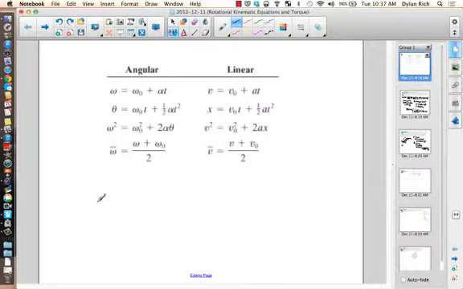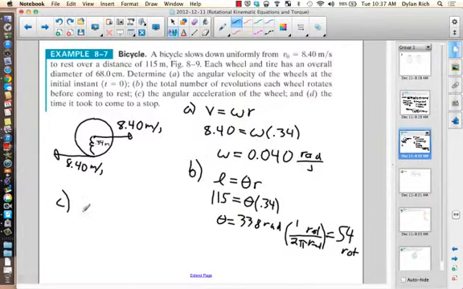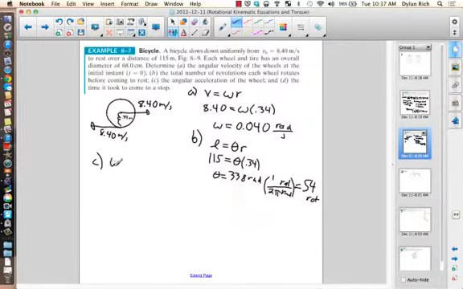We don't know time, so we should probably use omega squared equals omega naught squared plus 2 alpha theta. We know its initial angular velocity. We know its final angular velocity. We don't know alpha, but we know the angle, so I would agree we have everything we need for that one. The final is zero. What's its initial, Ryan? 8.4. No, that's its linear velocity. We're talking about angular velocity. What's its initial angular velocity? So we're looking at something that has radians per second. 0.04.